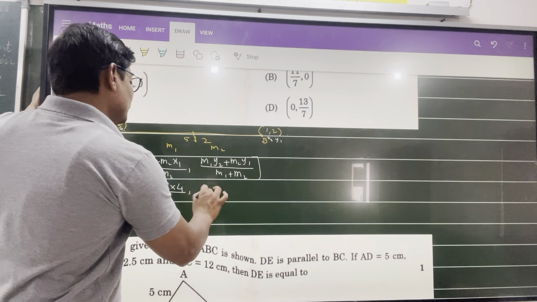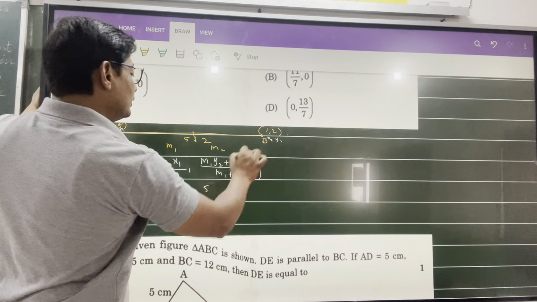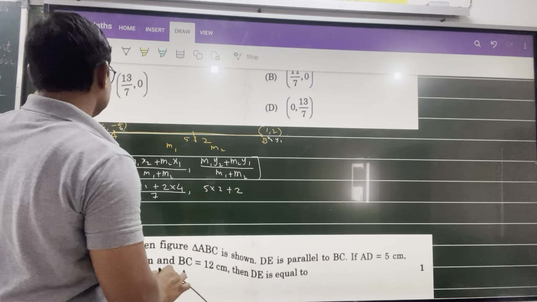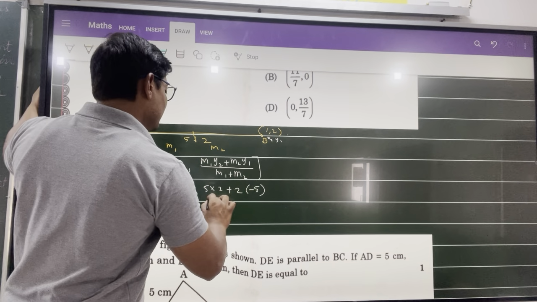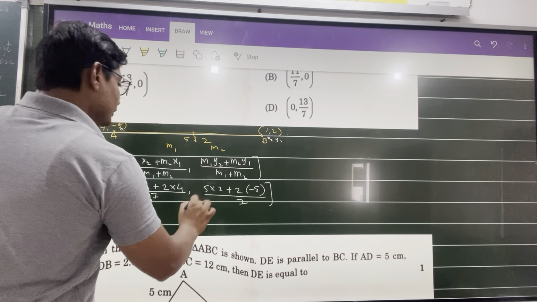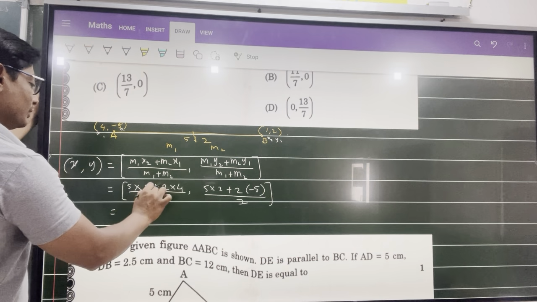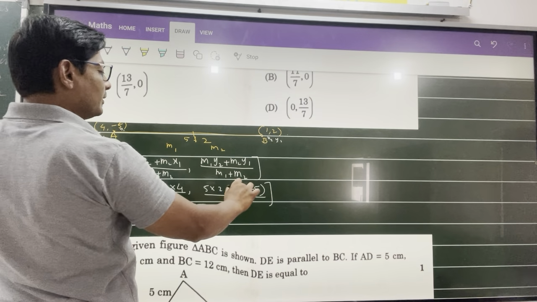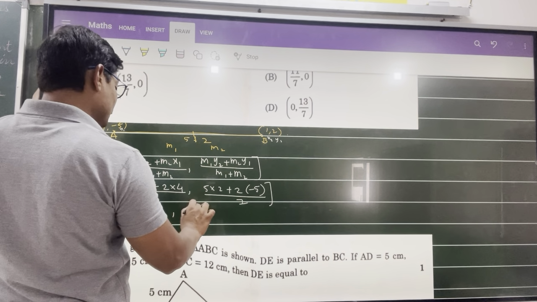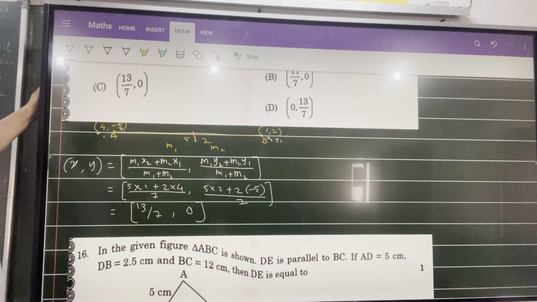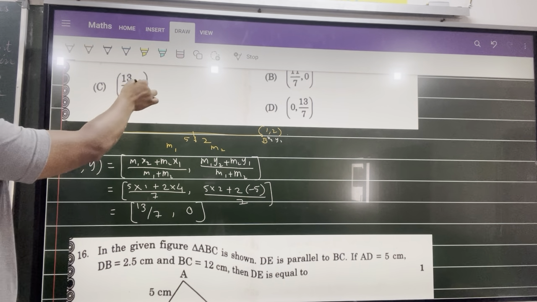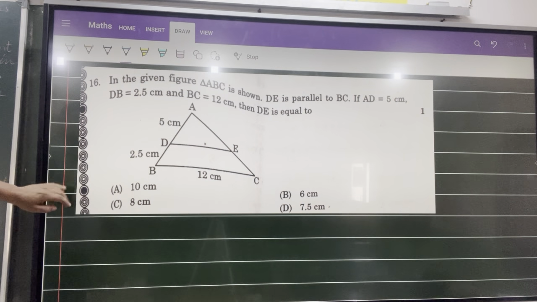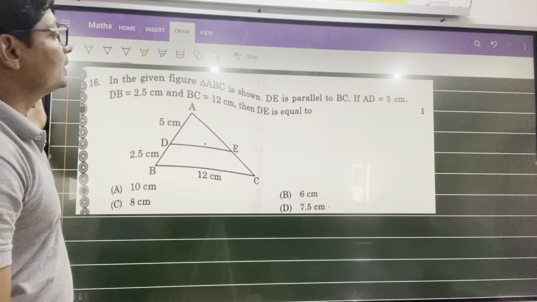So m1 is 5 and y2 is 2, then plus m2 is 2, then y1 is minus 5, divided by 7. Okay, so here 5 into 2 is 10, so 5 plus 8 is 13 upon 7, and here 10 and minus 10, so that is going to be 0. So 13 by 7 comma 0. So 13 by 7 comma 0 is option number C. Fine.